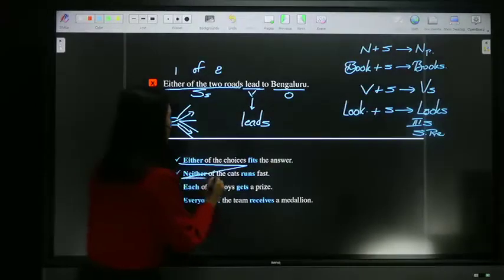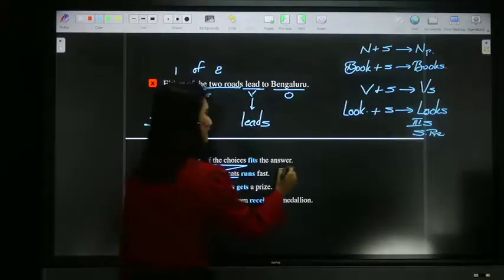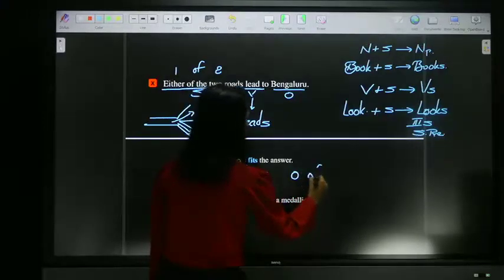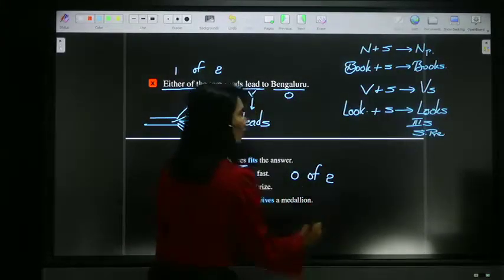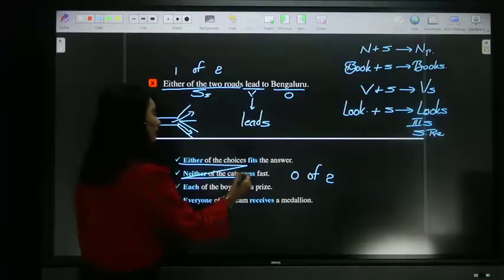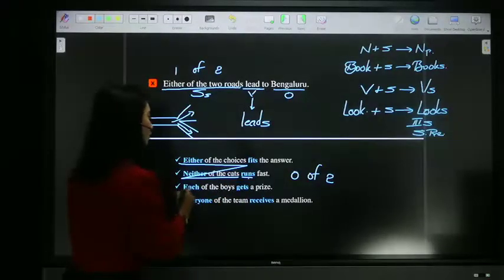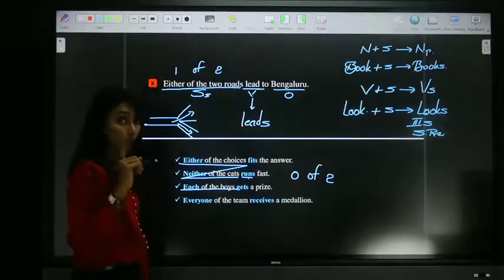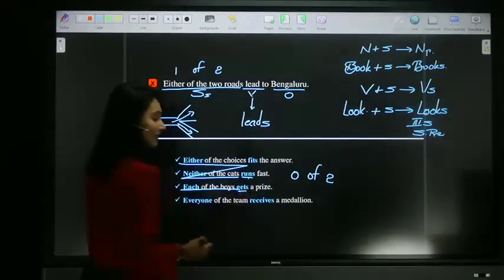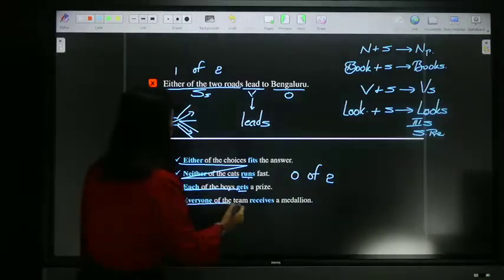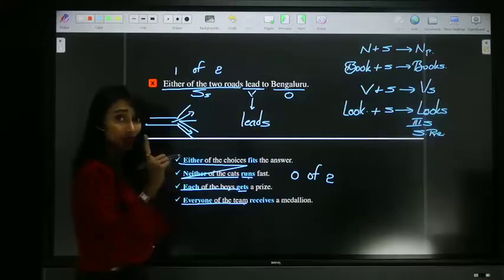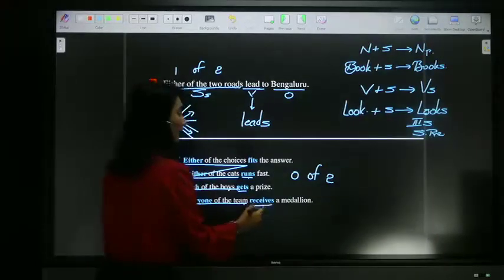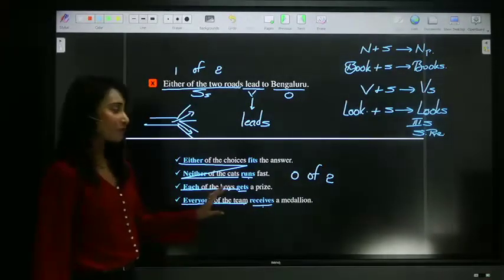Singular. Neither of the cats. How many? Neither indicates zero of two. That means not even one. That means again singular. Runs fast. Each of the boys. How many? One at a time. So gets a prize. Every one of the team. How many? One at a time. Receives a medallion. So do remember, guys.